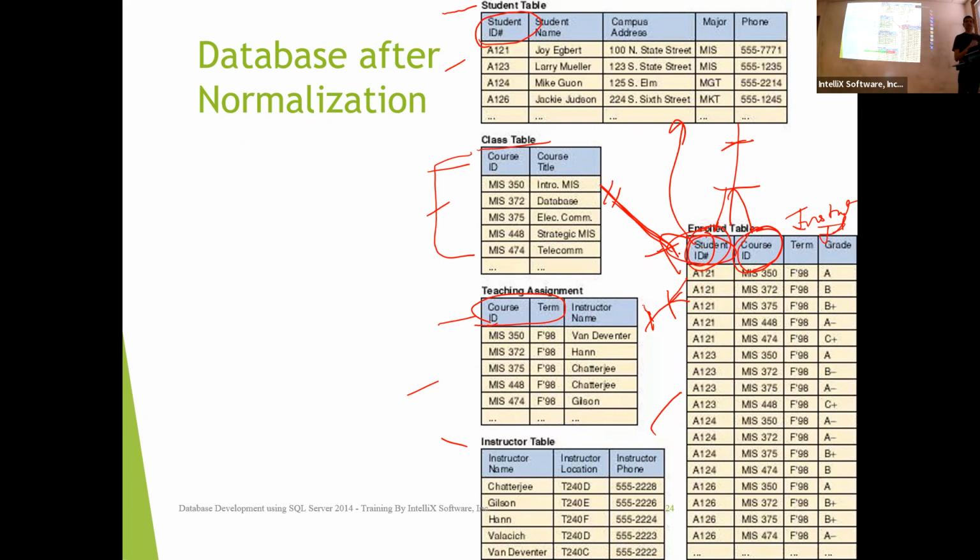Now, what is the primary key in the enroll table? The whole goal is to identify an enrollment record uniquely, right? Who is enrolled, what course they are enrolled in. So you can mark a combination of those two as the primary key, because that does not repeat. A121, MIS 350, A121, MIS 372, and so forth. So it's a composite primary key. It's a primary key, but of type composite because multiple fields are involved. Other tables have a simple primary key, which is a single field: student ID, course ID, instructor ID, and so forth.